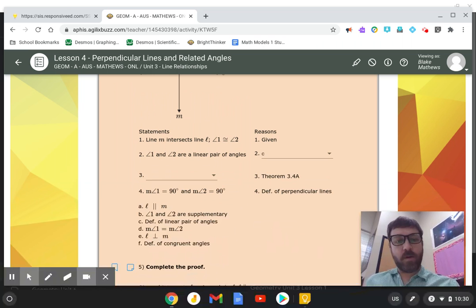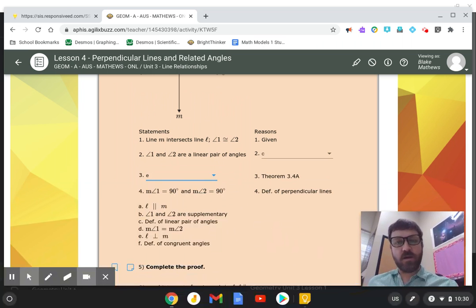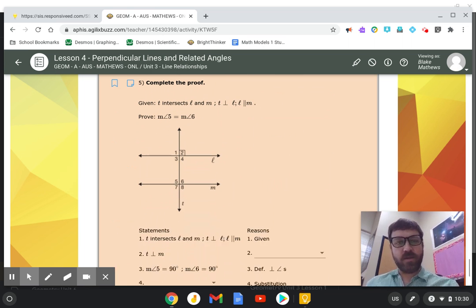So we need to look for something about perpendicular, and there we see it in answer choice E. Those two lines are perpendicular. Therefore, the angles are equal to 90 degrees, and that's the definition of perpendicular lines. That's pretty straightforward. All right, moving on to the next one.